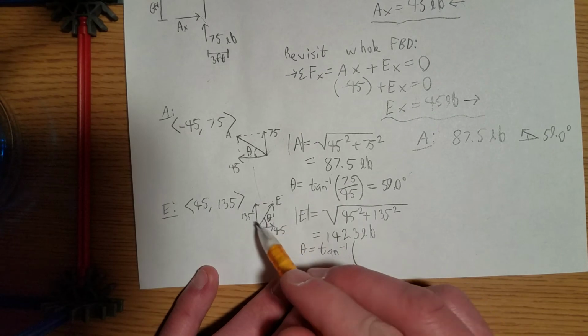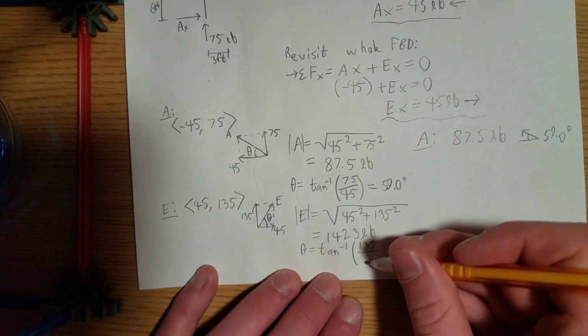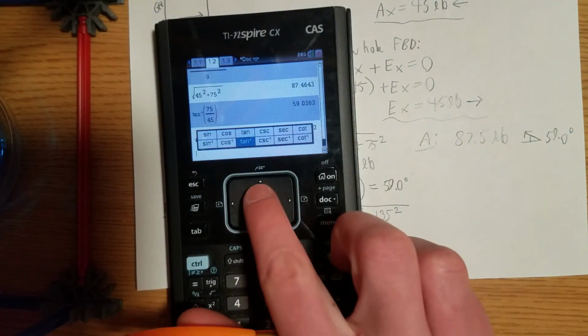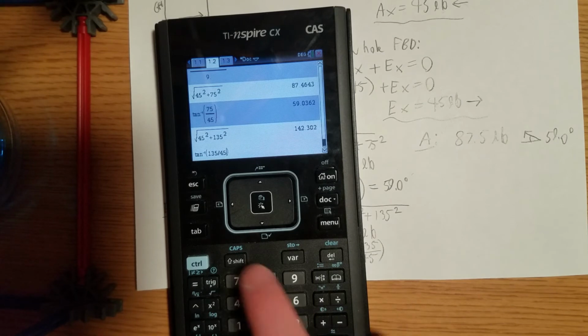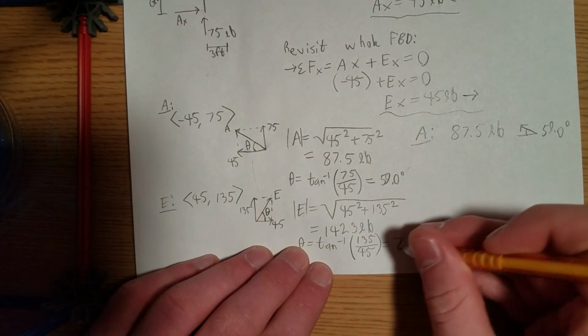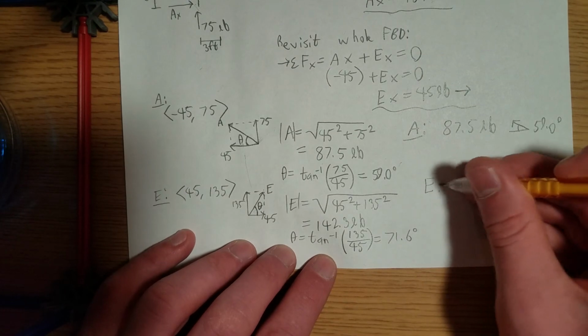So we've got opposite, which is 135, adjacent, which is 45. Solve for that. 135 divided by 45, we get 71.56. So 71.6 degrees. We can go ahead and write that in our final answer.